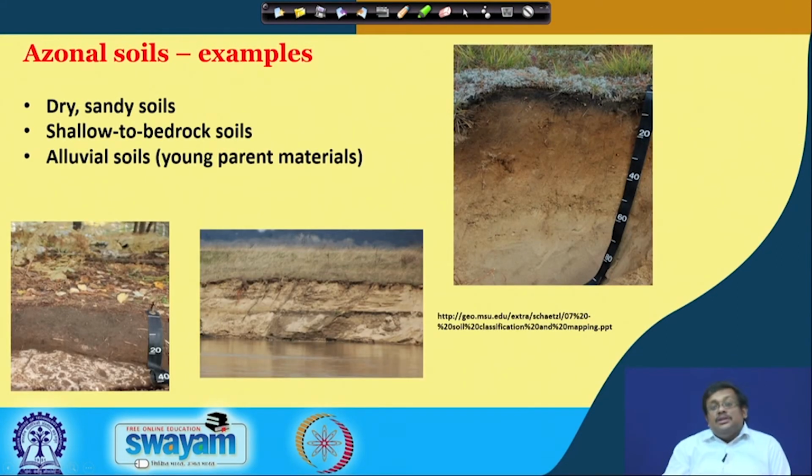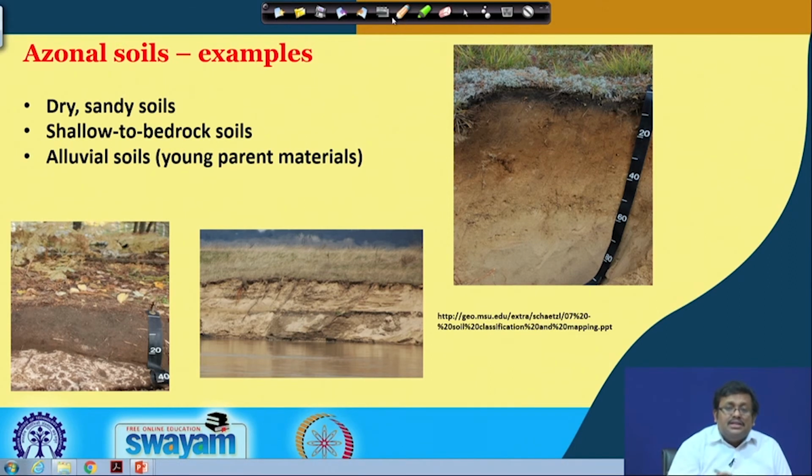Finally, let us see the azonal soils or abnormal soils. These are too young soils to be developed into a true zonal soil. For example, as you can see here, dry sandy soil, shallow to bedrock soils and alluvial soils. All these are young parent material.